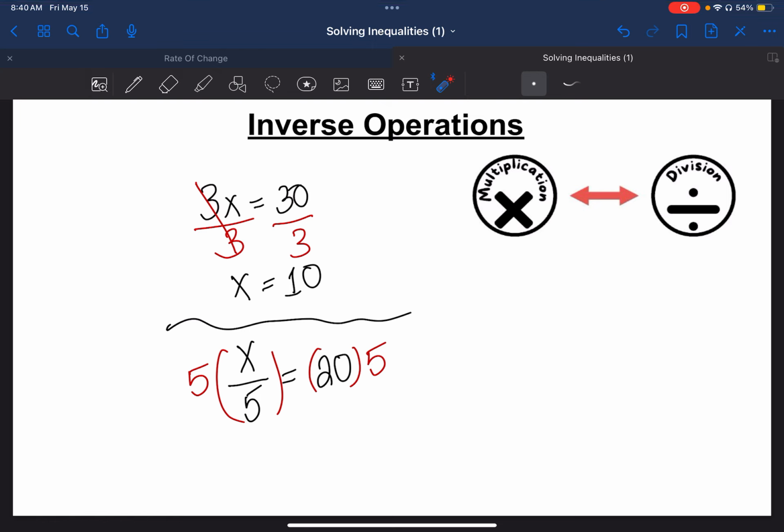The only purpose of multiplying this left side by 5 is to cancel out the denominator. You don't actually have to go in the calculator and multiply 5 by 5. You just have to understand that on the left side, it's just being canceled out. So that would leave the x alone. Now on the right side, you do put it in the calculator and you do 20 times 5, which gives us 100. So those are the inverse operations for multiplication and division.